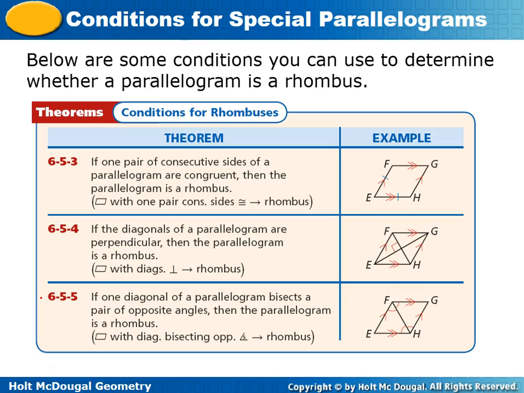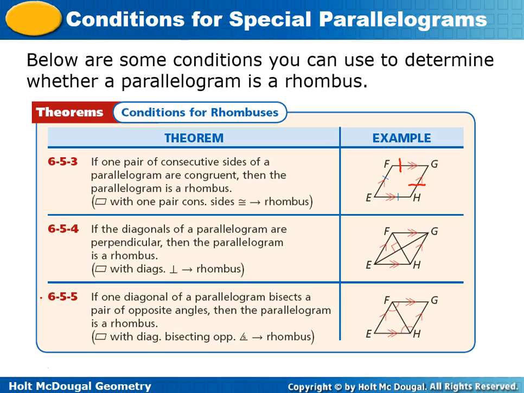The reason for that is because if it's a parallelogram, we know that opposite sides are congruent. So if FE is congruent with EH, then we also know that FG would be congruent with EH, and we know that FE would be congruent with GH, and so we would know this, right? And then we would know EH is congruent with FG.